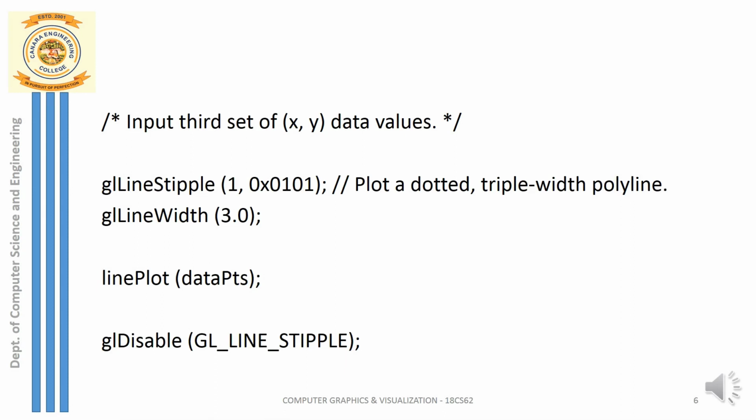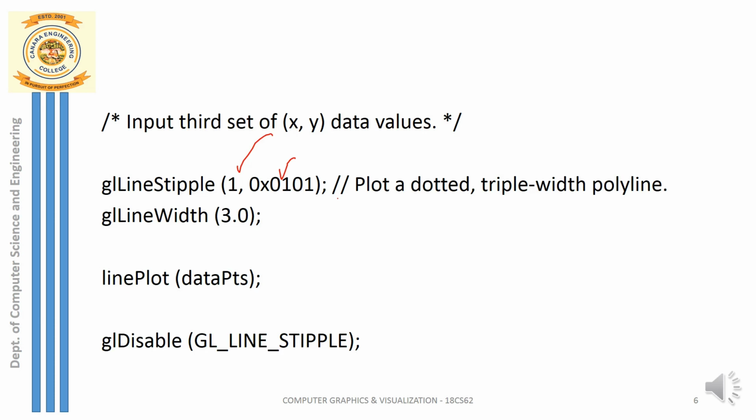Let's see an example of line stipple. You can just see here. I'm going to call an OpenGL function, glLineStipple, and I have to pass 2 parameters. The first parameter is the repeat factor. The second parameter is a bit pattern.